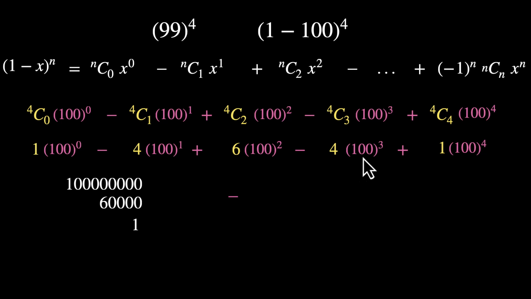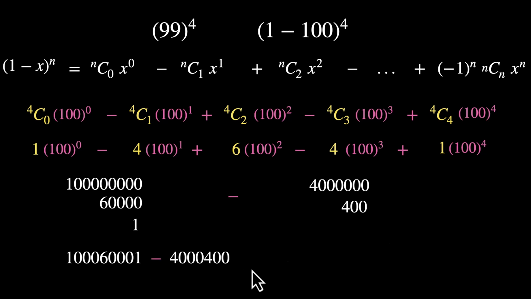So this is 4 followed by 6 zeros and then 4 followed by 2 zeros. That's 400. Left side is 100060001 minus right side is 4000400. And if you subtract them, I'll try doing this mentally, you'll get something like 96059601. That's your answer.